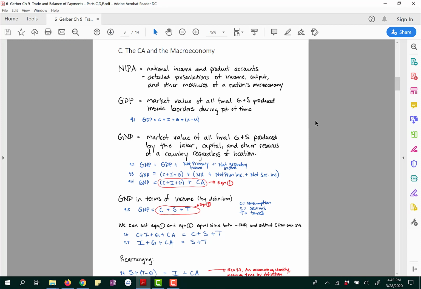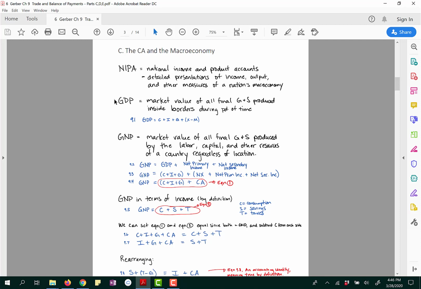All right. NIPA is the National Income and Product Accounts. They are the set of accounts that capture all the main macroeconomic data related to GDP for a nation. That's just the name of the accounts in the United States. Every nation has equivalent accounts.